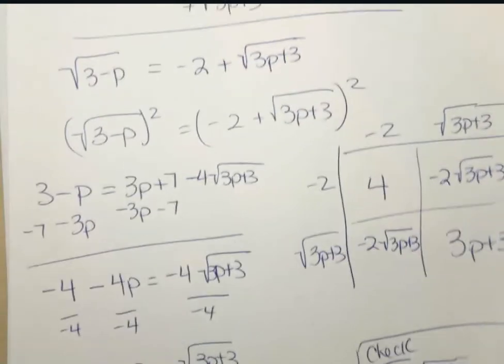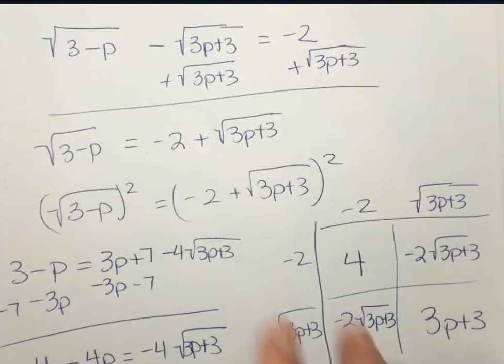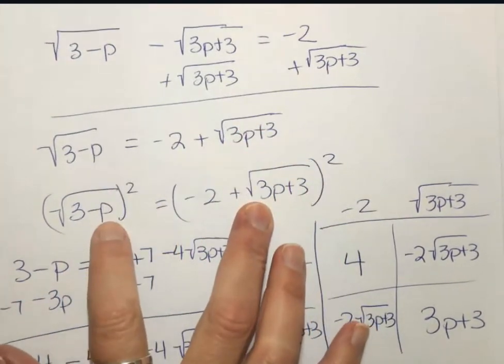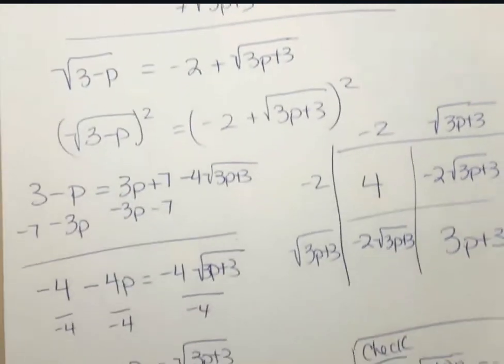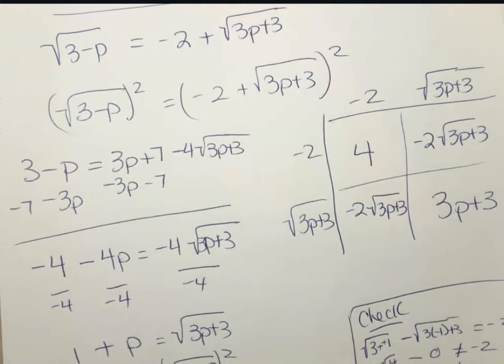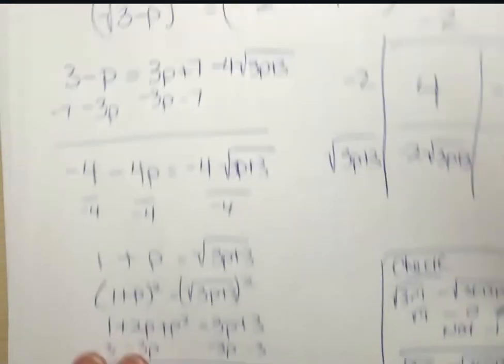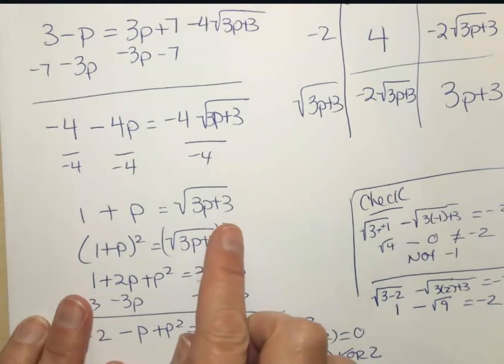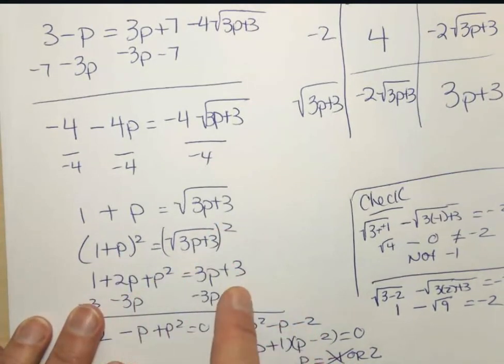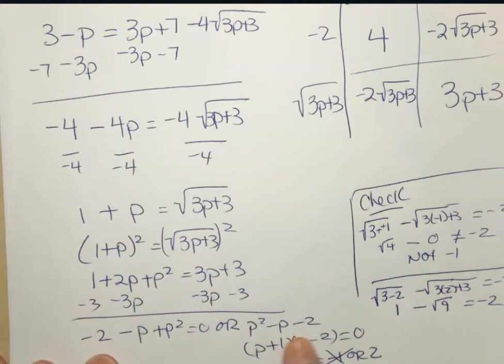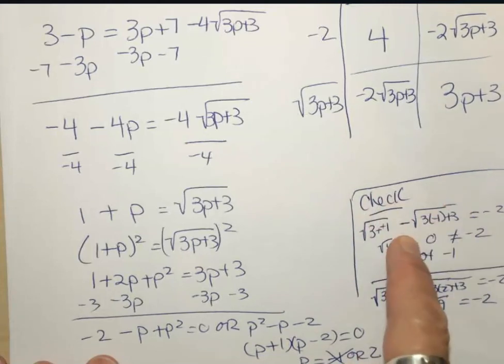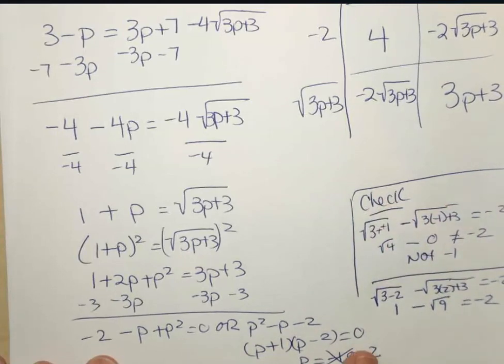Alright, so here's my work. So the first thing we did, we already did this part. We squared both things. Over here is how I squared them. And then I got everything over to one side, which gave me 1 plus p equals the square root of 3p plus 3. That worked pretty. I squared both sides. Once I squared both sides, pulled everything over, factored it, I got negative 1 or 2. Negative 1 in my check step did not work, but 2 did. So 2 is my solution.